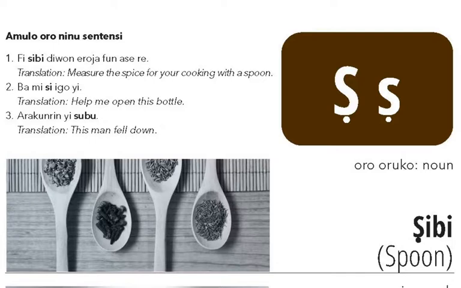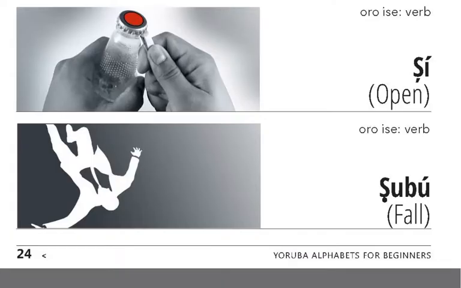Ṣebẹ, spoon. Ṣe bẹ, spoon. Ṣe, e, b, e. Don't forget your I in English is e in Yoruba. Ṣe, e, Ṣe, b, spoon. Ṣe, e, open. Ṣe, e, whatever you want to open, door, whatever it is. Ṣe, e, open. The next one, Ṣ, u, b, u. Ṣubu, fall. Ṣe, who, be, who, Ṣubu, fall.